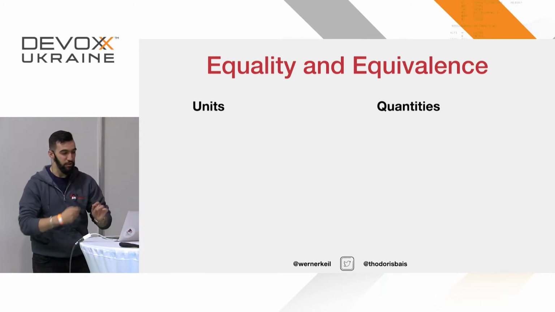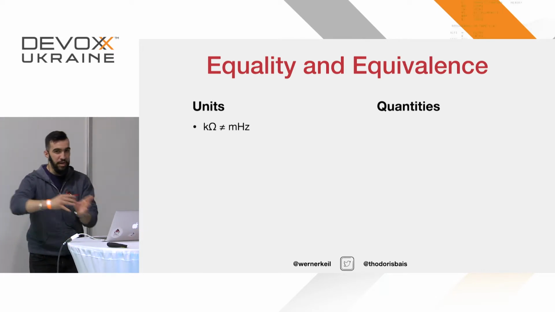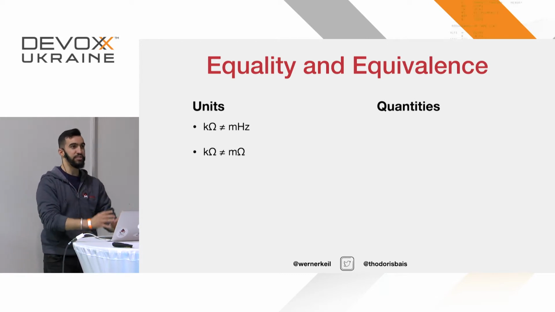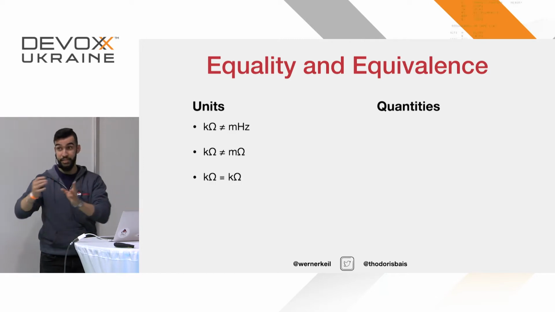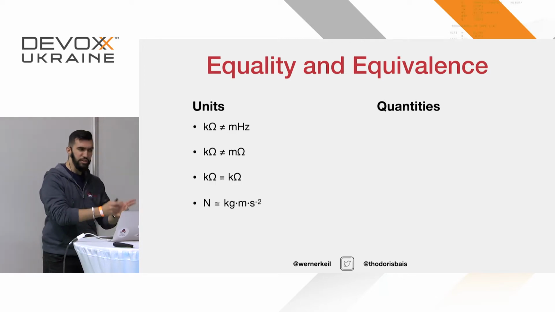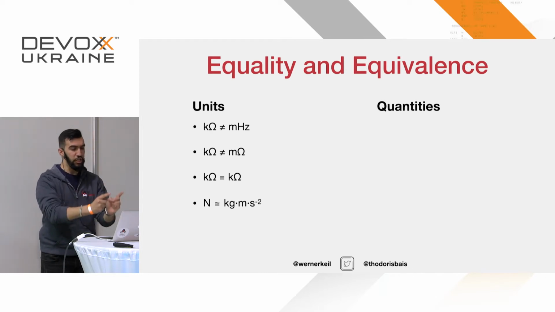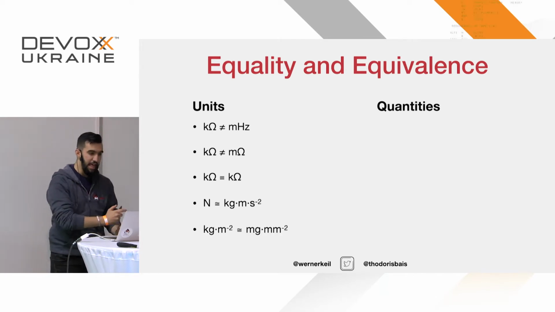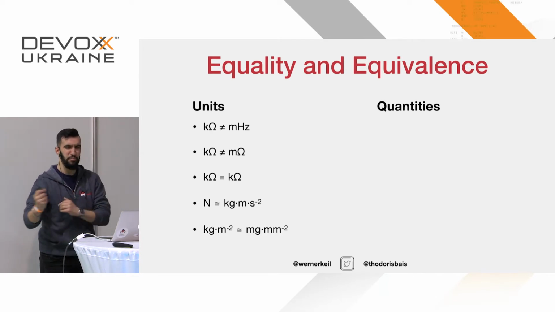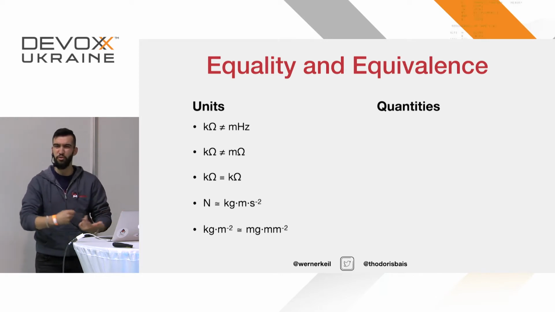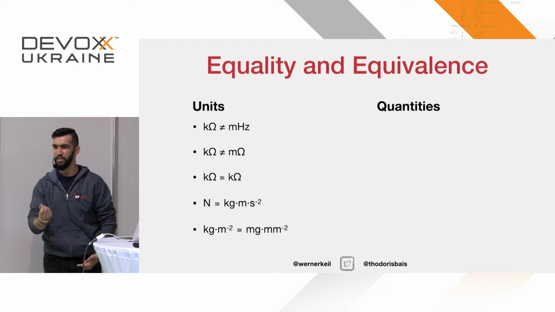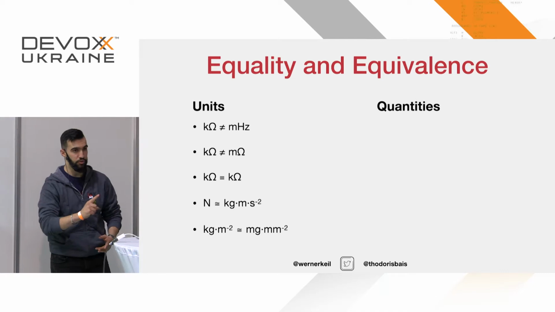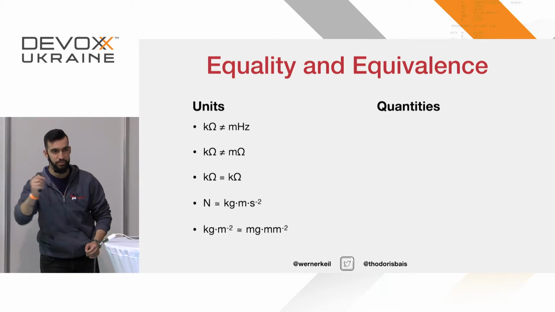And of course, let me start with a few examples around units. A kilohertz and a millihertz are always different. Same applies to a kiloohm and a milliohm. Those ones are different as well, right? A kiloohm and a kiloohm, though, are equal. What about Newton? One Newton and one kilogram meter per square second, those ones are equivalent. And what about kilogram per square meter? That one is equivalent to milligram per square millimeter, right? So pause here. Kilogram per square meter is equivalent to milligram per square millimeter.